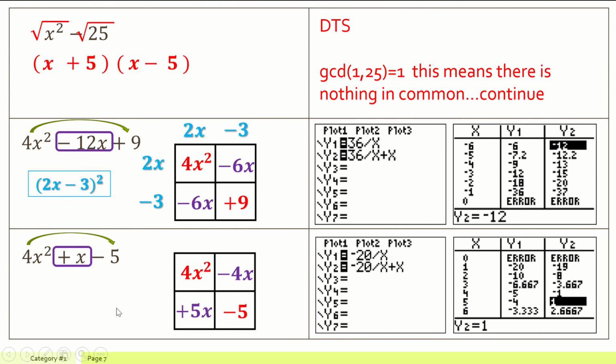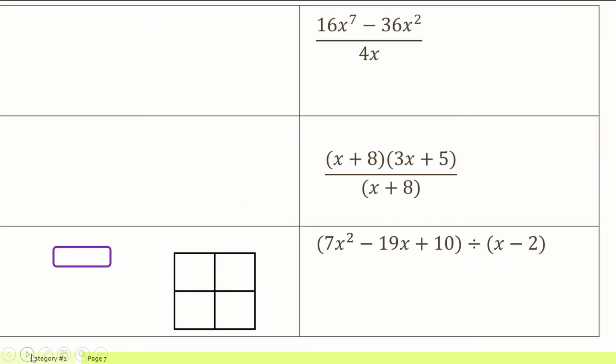The GCF of the top row is going to be a 4x. 4x times x is 4x squared. X times positive 5 is 5x. And then 4x times negative 1 is negative 4x. You can always check the last box to make sure positive 5 times negative 1, yes, that is negative 5. So we would write our factors as 4x plus 5 times x minus 1.